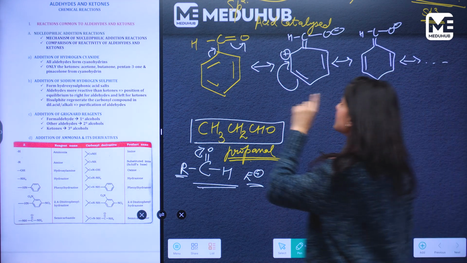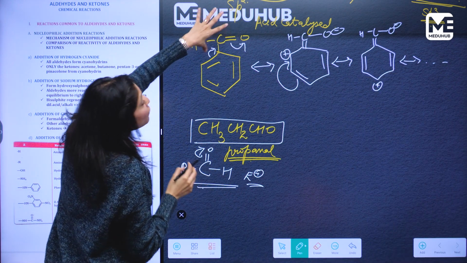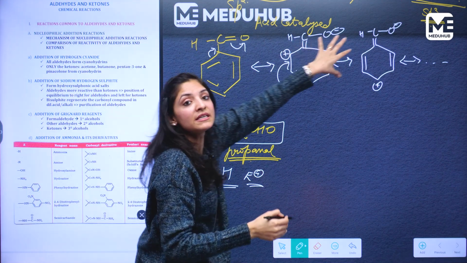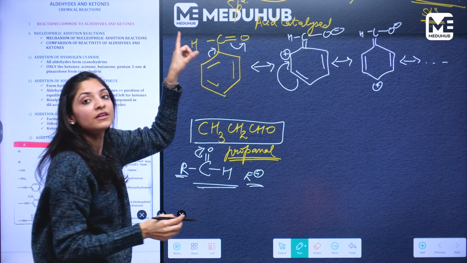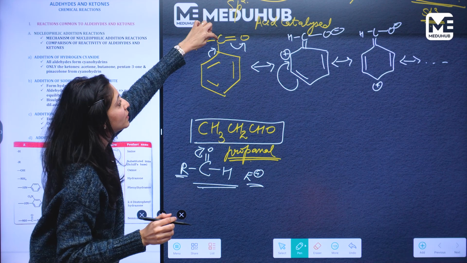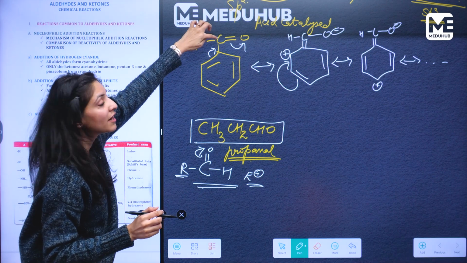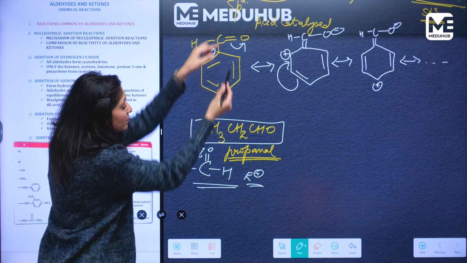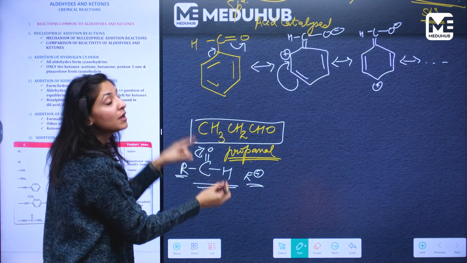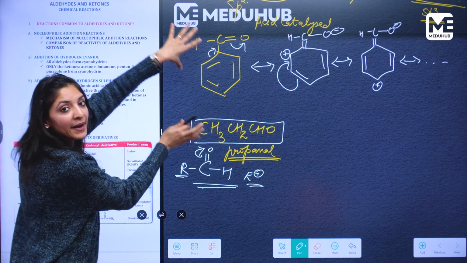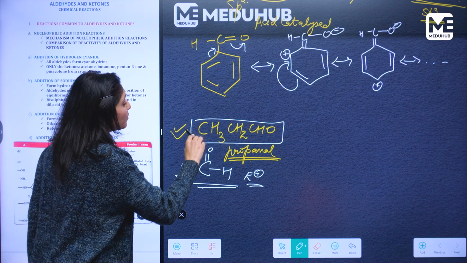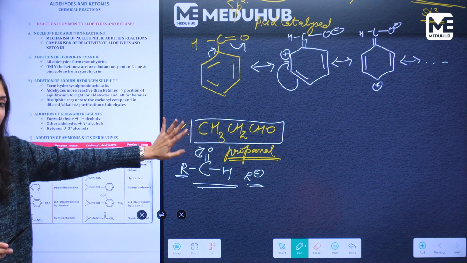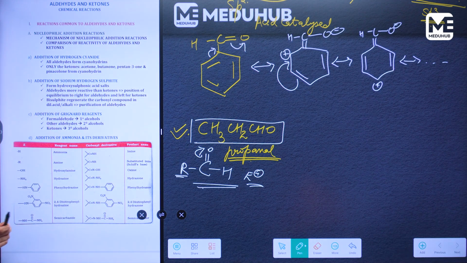Because of the resonance of this pair of electrons with the ring, the positive charge is delocalized over the entire benzene ring. This leads to reduction of electrophilicity of this carbon. So the positive charge on this carbon is spread over the ring rather than being concentrated on this carbon like it is in propanal. Because of this reason, if you compare these two, propanal will be more reactive towards nucleophilic addition reactions. Alright, now let us take specific examples.